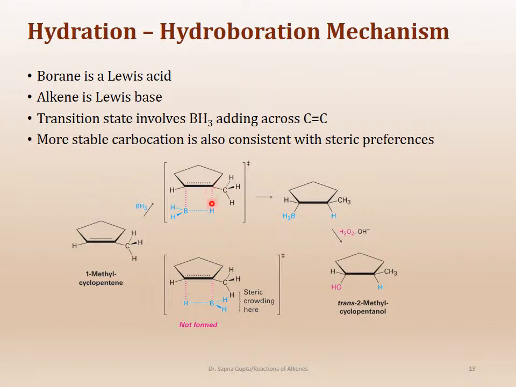So the hydrogen is going to be attaching to the carbon with more carbons, or the more substituted carbon. And so when the peroxide comes along, the peroxide will then remove the borane reagent and give the alcohol at that point. The peroxide and the base are the ones that are responsible for giving the hydroxide.